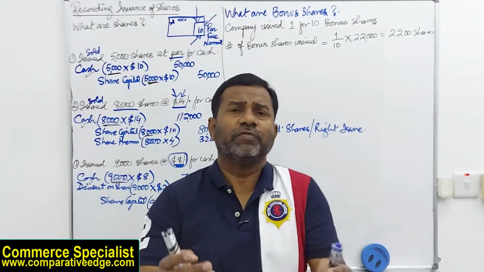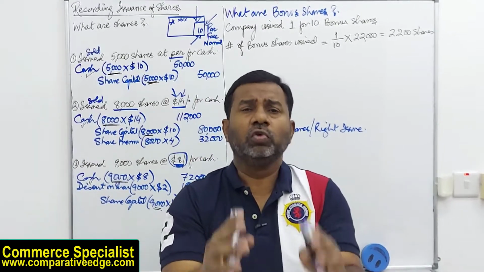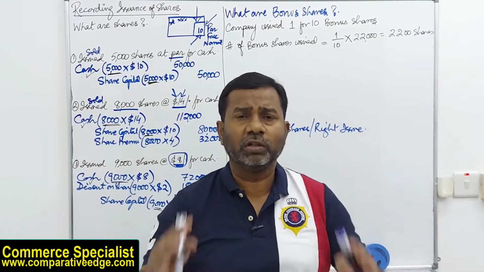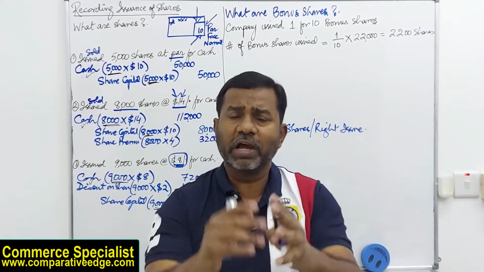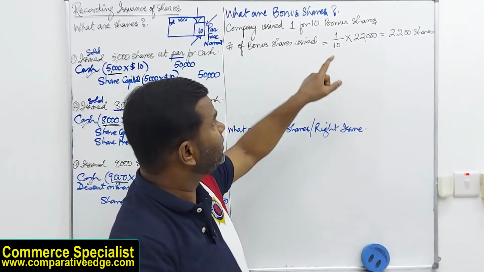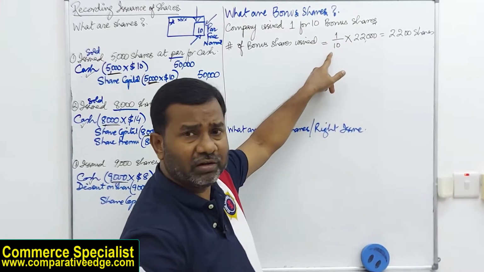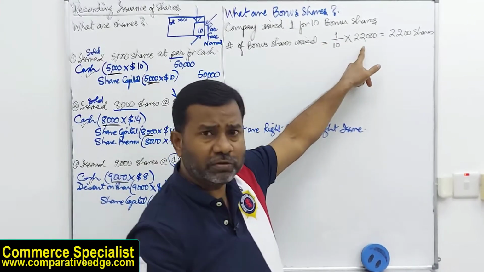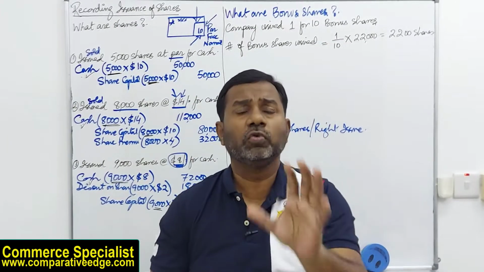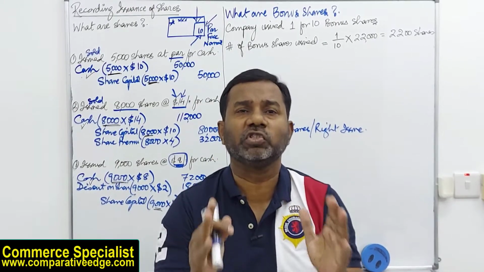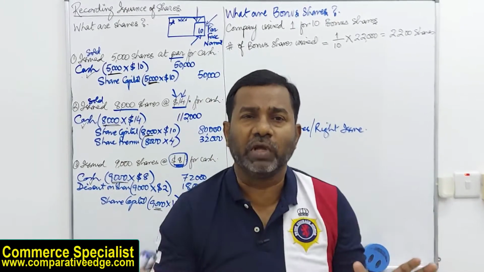In other words, what if you are the only shareholder, you have all the 22,000 shares, all the shares were sold to you. So you already have 22,000 shares and the company is giving you 1 new share for every 10. So 1 upon 10 into 22,000 means you will get a total of 2,200 bonus shares and the company is not charging you any amount.